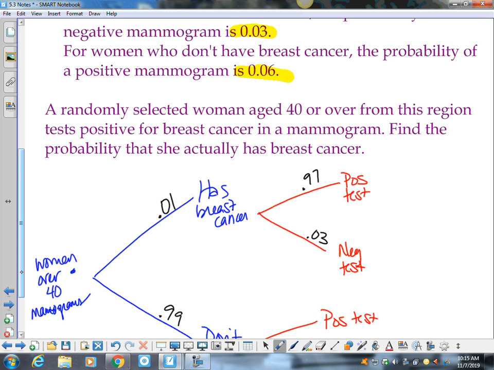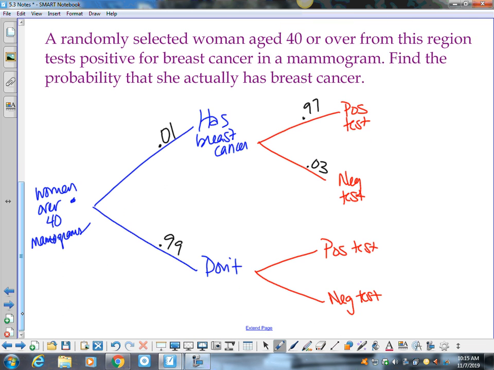Okay, for women who don't have breast cancer, so that's the bottom blue branch, the probability of a positive mammogram is 0.06. So this is, they don't have breast cancer, yet they get a positive test result. That's called a false positive, which means 94% of the time the test gets it right. Okay, so there's my tree.